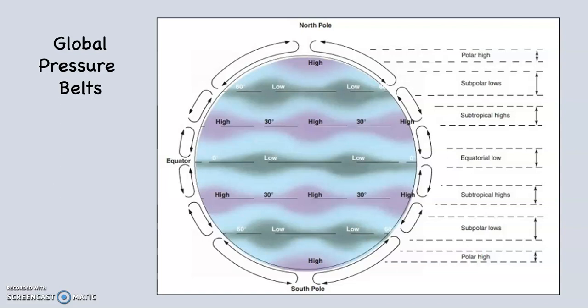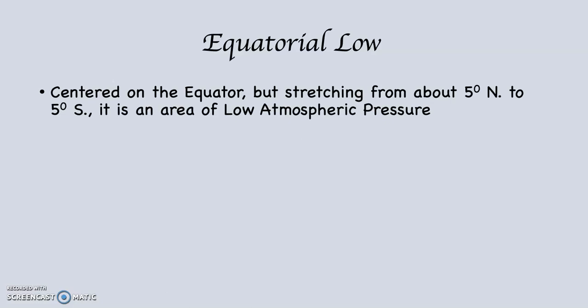Let's start right in the middle with the equatorial low. The equatorial low is centered on the equator, but it stretches from about 5 degrees north to 5 degrees south. And this is an area of low atmospheric pressure. If it's stretching from 5 north to 5 south, 5 plus 5 is 10. This means that it stretches over about 10 degrees of latitude. Remember, there's 69 miles per degree of latitude, so it's about 700 miles, more or less, okay?